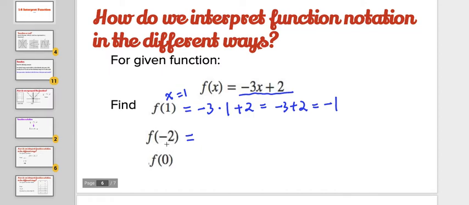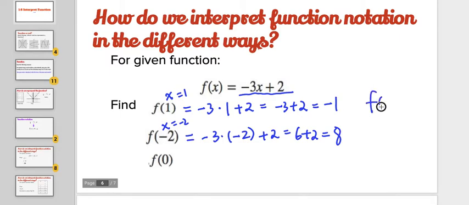For this case, x equals, yes, you're correct, negative 2. So in this case, I'm going to replace x with negative 2. Whenever I say negative, I just prefer to put a parenthesis so I can avoid making mistakes. Negative 3 times negative 2 is, yes, positive 6, plus 2 is 8. That's it. So f of 1 is negative 1, and f of negative 2 is 8. Meaning when x equals negative 2, y is 8. When x equals 1, y is negative 1. Let me write it down here.